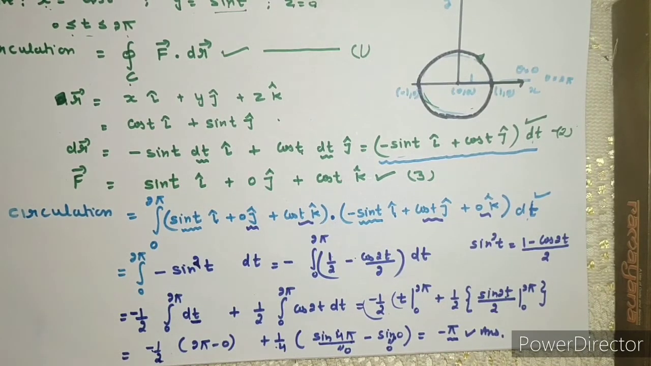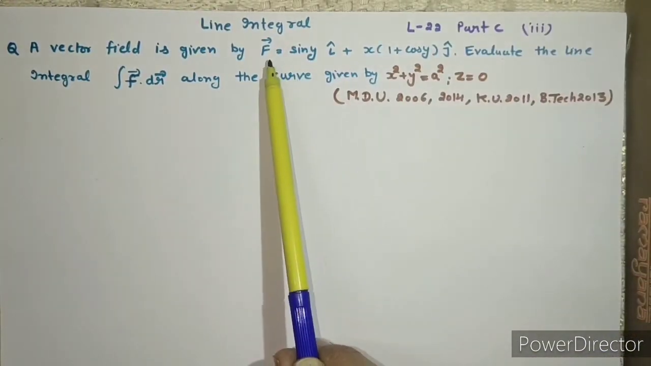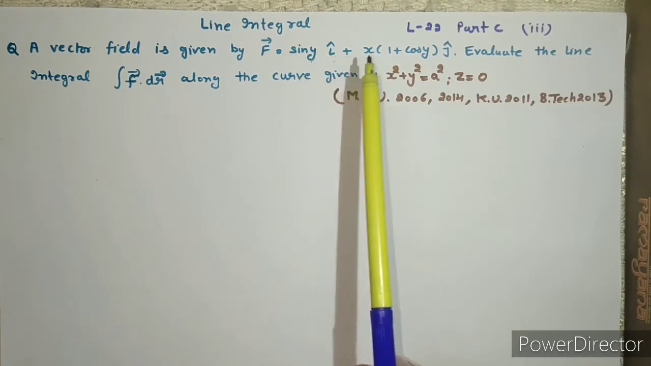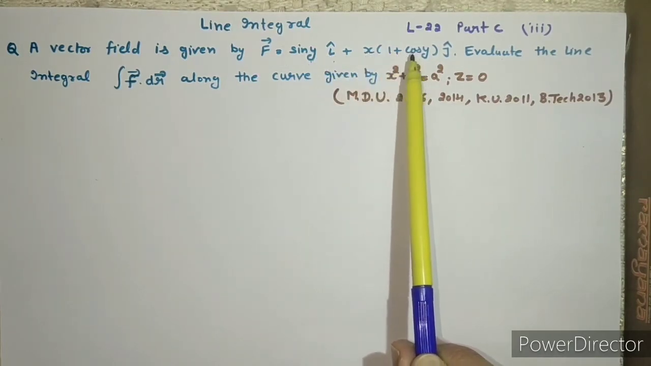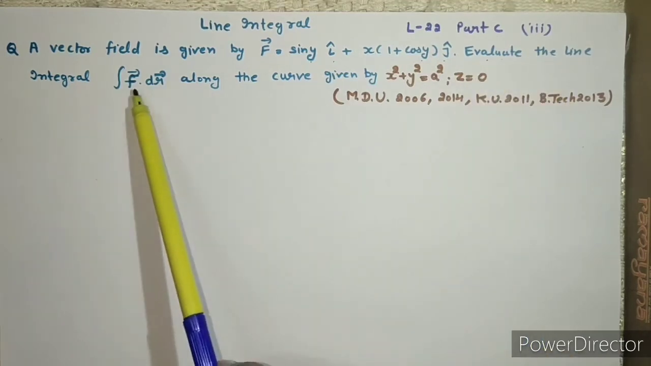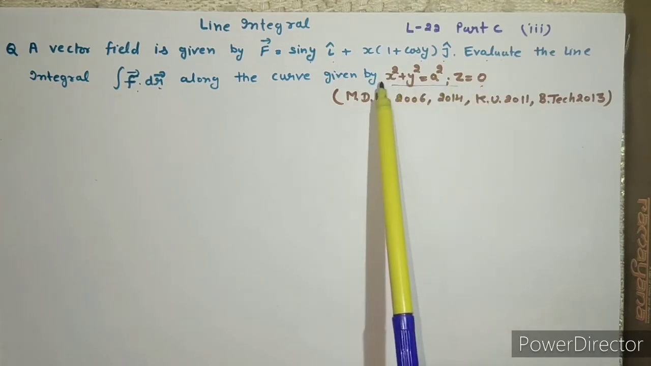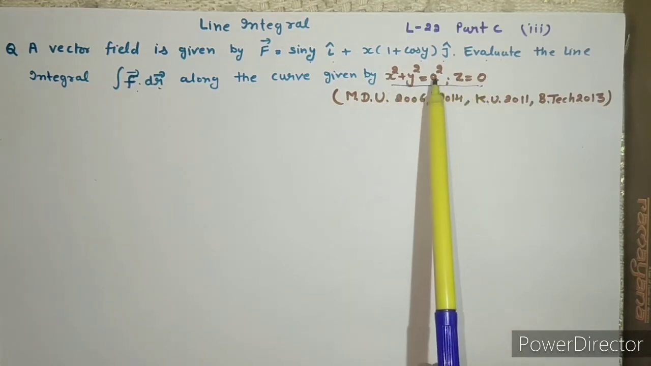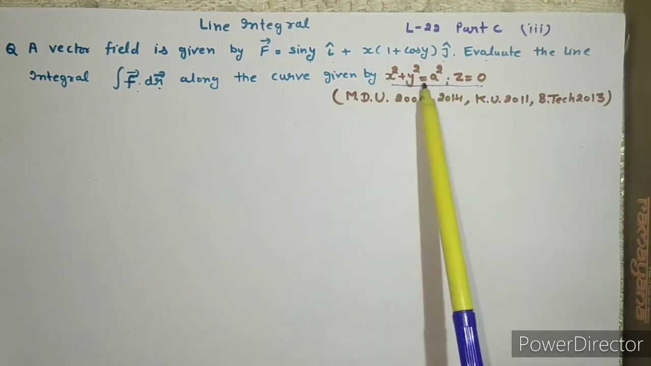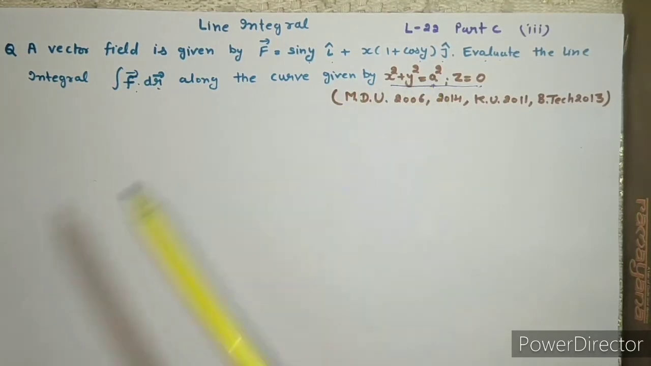Now let us take one more example. A vector field is given by this expression: F vector is equal to sin y i plus x into 1 plus cos y j. Evaluate the line integral of F dot dr along the curve given by this. Again this is the same, just there your circle had radius 1. Here the circle has radius a units.